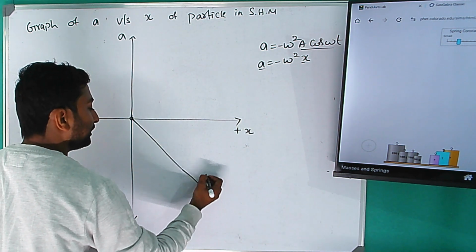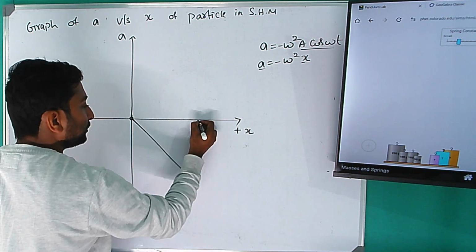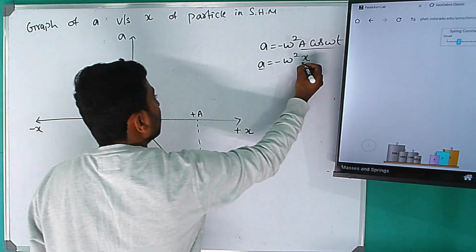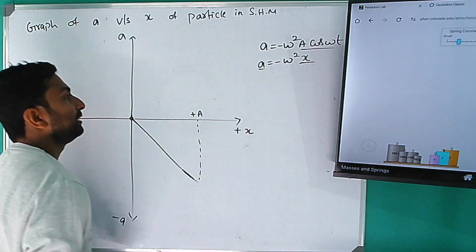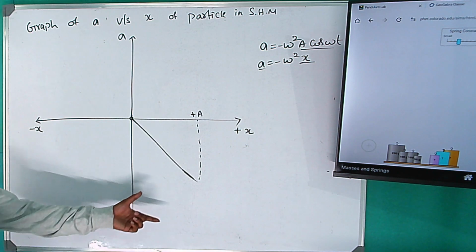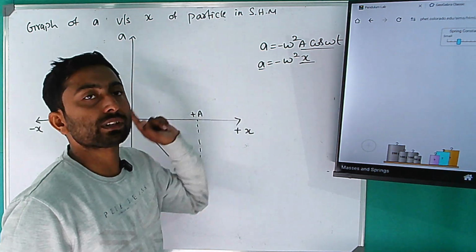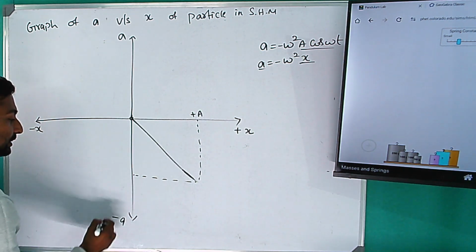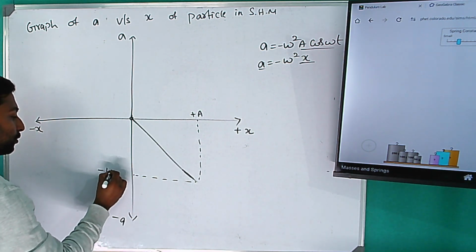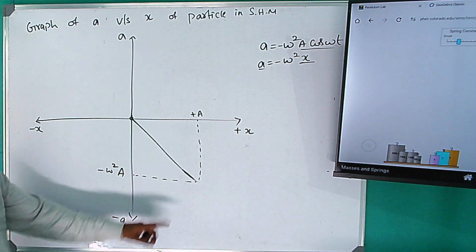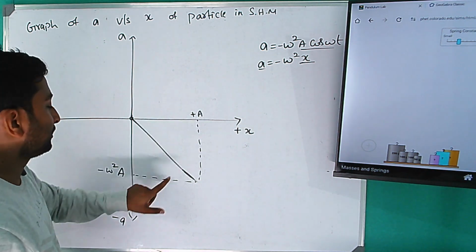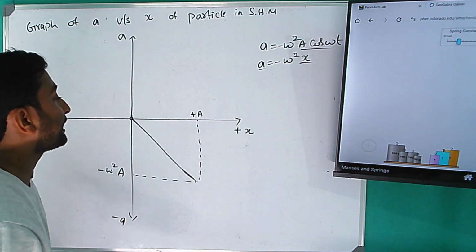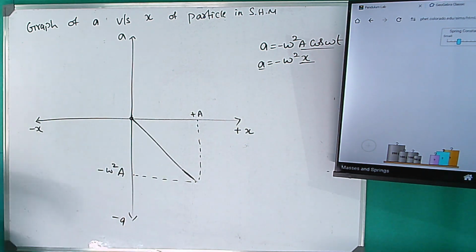Displacement can go up to plus a. If the value of x is plus a, what is the acceleration value? Minus omega square into capital A. The corresponding value of acceleration is minus omega square A. When displacement is plus A, acceleration is minus omega square into A.